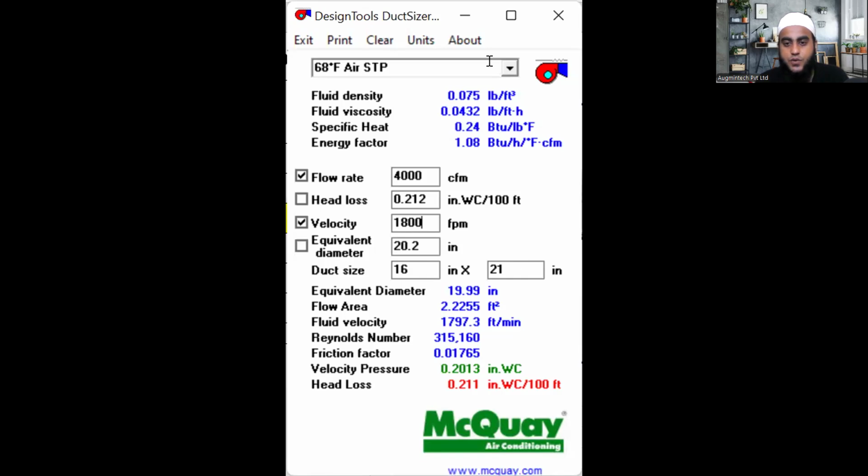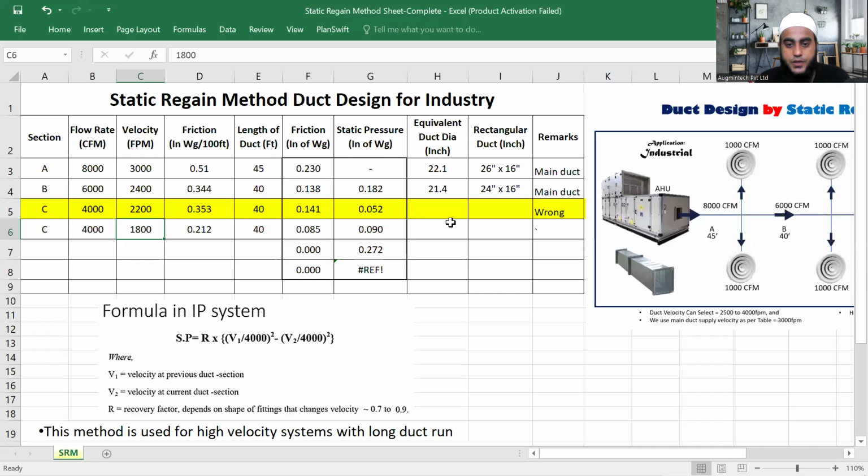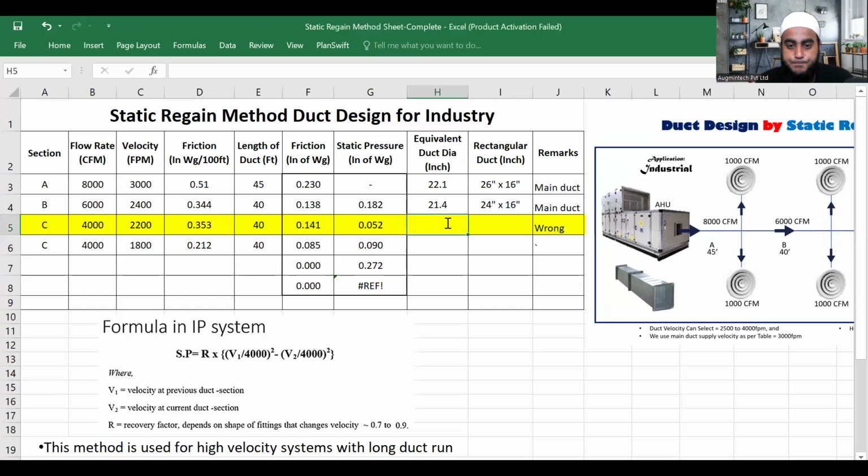So can we select this one? Tell me first, the equivalent diameter is 20.2, and when you see the duct sizing, it is coming 21 inch. Tell me the duct sizing: 21 inch by something is coming.